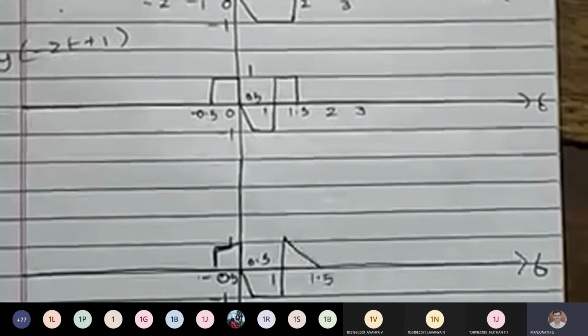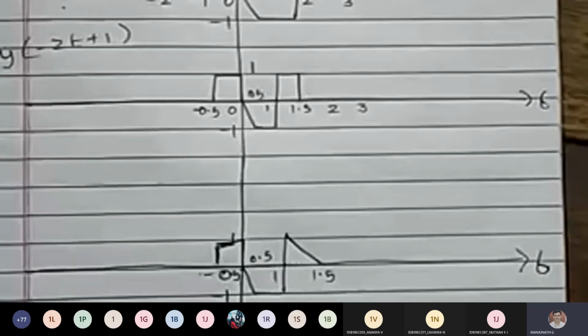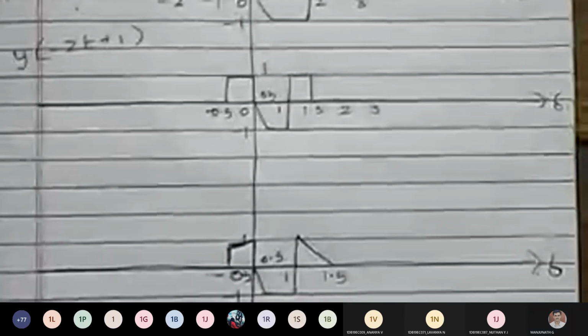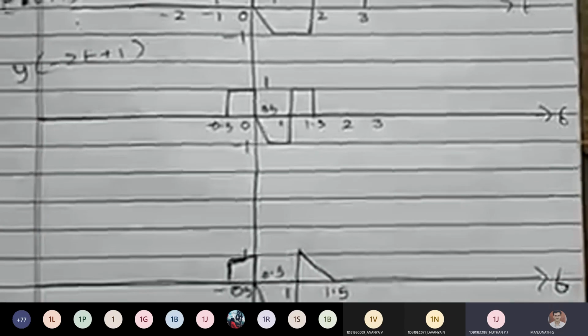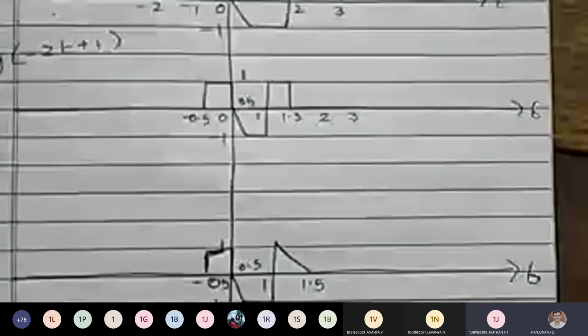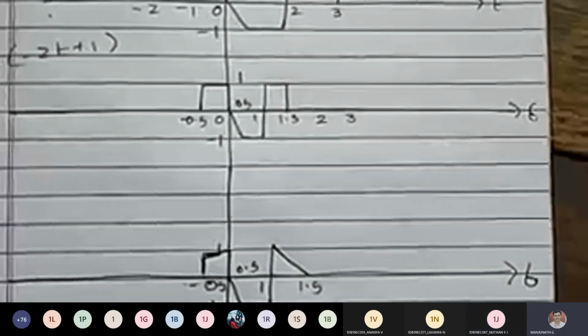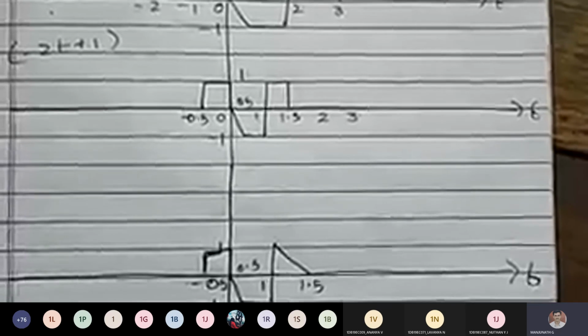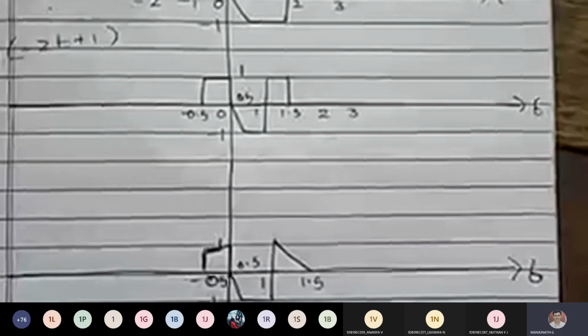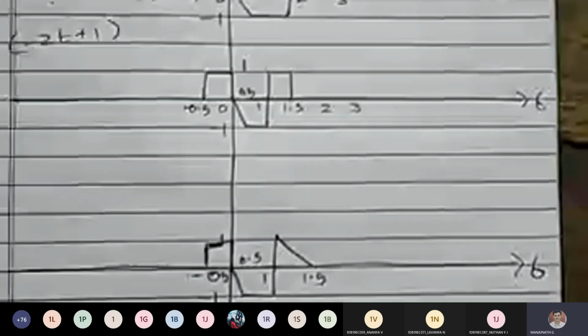Is this diagram for minus 2t plus 1? Yes, it is correct. So it is going to be at minus 1.5. Yeah, fine, it's perfect.